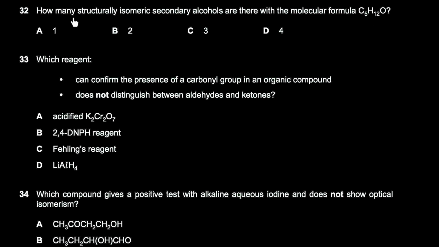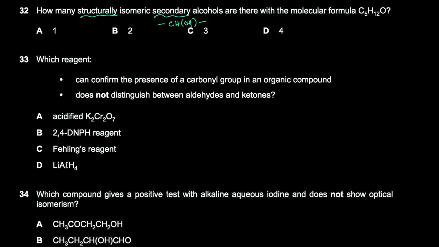How many structurally isomeric secondary alcohols are there with the molecular formula C5H12O? Now here we only want to consider structural isomers, and we only want to consider secondary alcohols. So secondary alcohol means the carbon with the OH is bonded to two carbons and just one hydrogen. So we have a CHOH group.